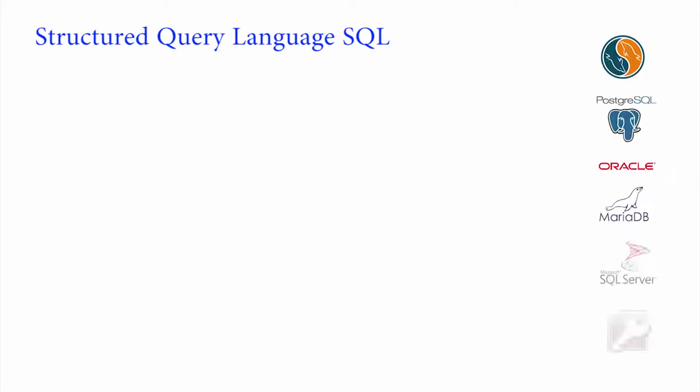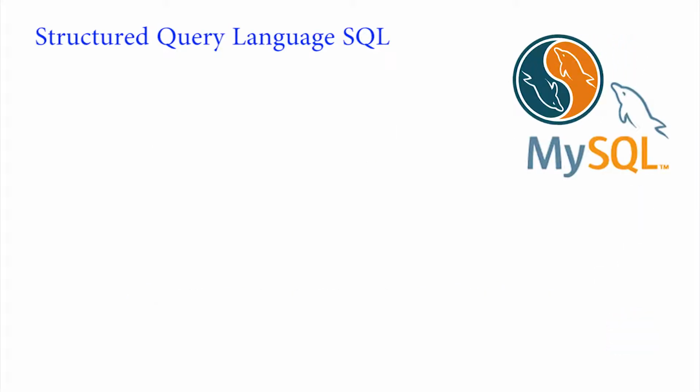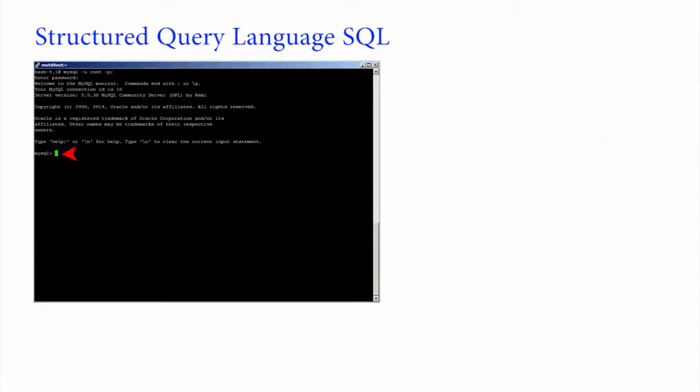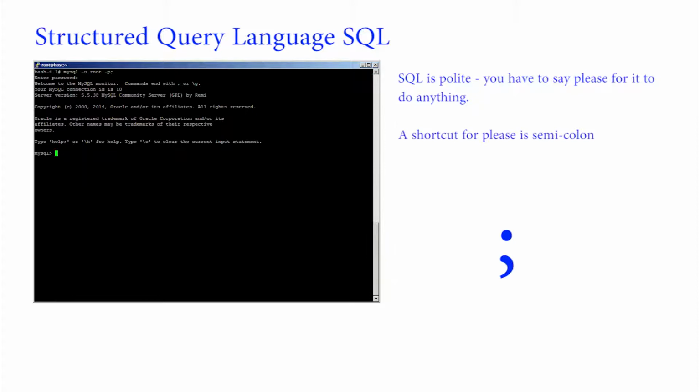The version of SQL we are using here is called MySQL, so the prompt is MySQL and sits there waiting for us to give it a command. Now SQL is a very polite language and will only carry out commands if asked to do so in the correct manner. We comply and always say please at the end of every command, otherwise nothing happens. Now rather than type in please each time, we can use the shortcut semicolon.